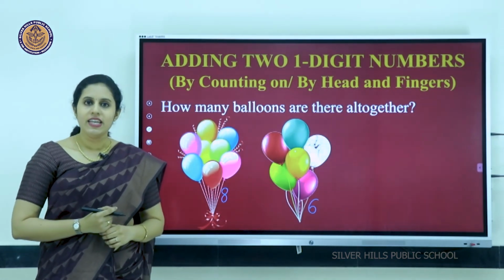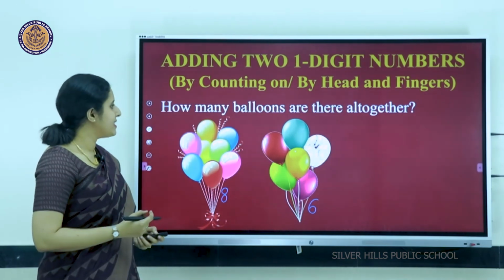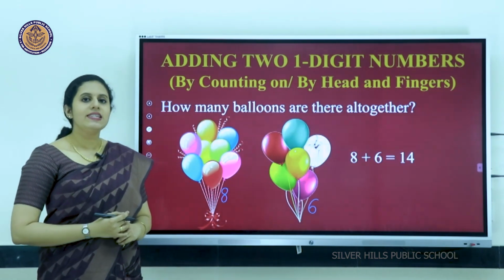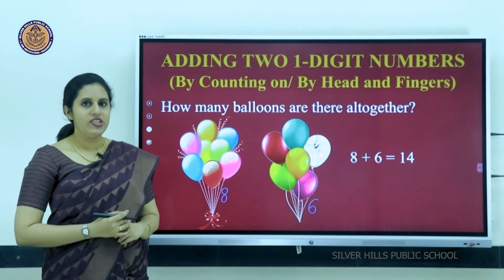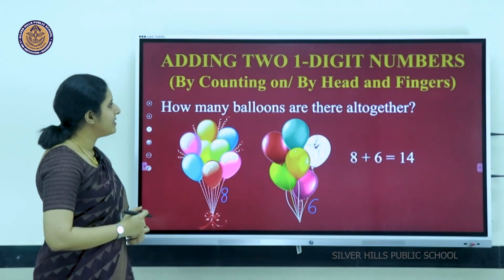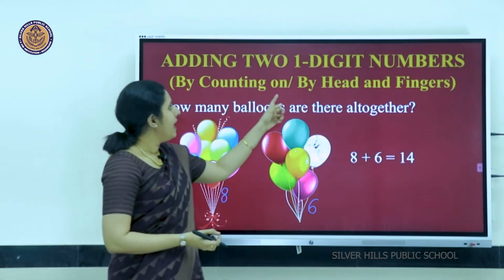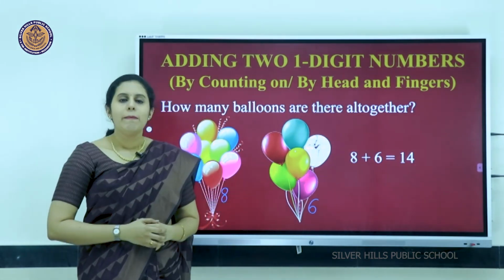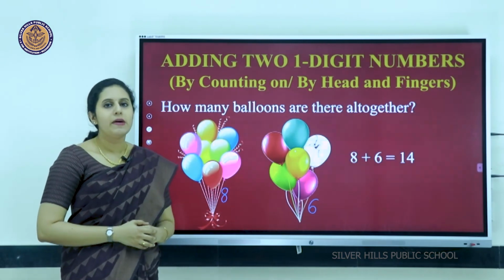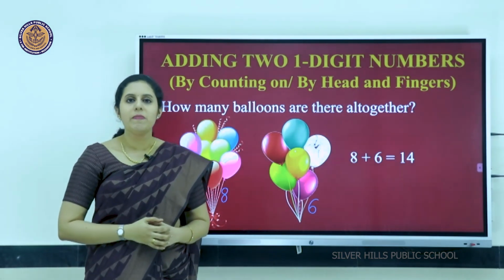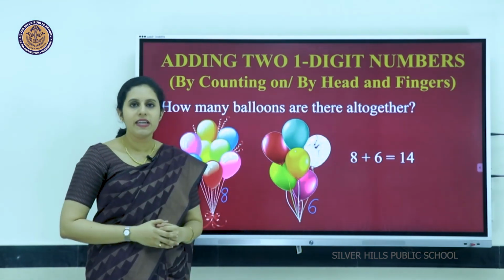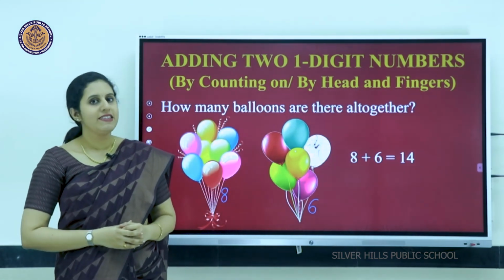How do you write it in an addition sentence? Let's see. 8 plus 6 is equal to 14. This is how you write it using an addition sentence. Yes. Now, look at the title again. By head and fingers. By head and fingers means, here you keep the bigger number in your mind. Okay, you keep the bigger number in your mind. 8 and 6. Which is the bigger number here? Of course, 8 is the bigger number.